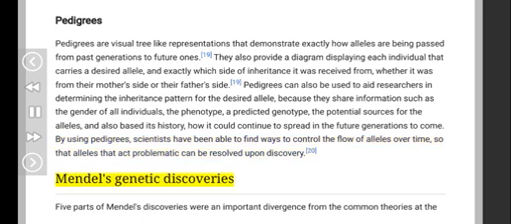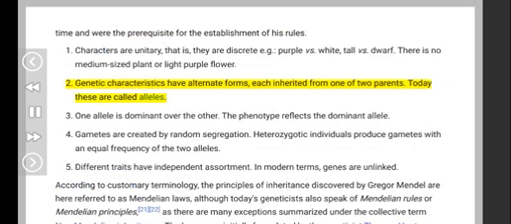20. Mendel's genetic discoveries. 5 parts of Mendel's discoveries were an important divergence from the common theories at the time and were the prerequisite for the establishment of his rules. 1. Characters are unitary, that is, they are discrete, for example, purple versus white, tall versus dwarf. There is no medium-sized plant or light purple flower. 2. Genetic characteristics have alternate forms, each inherited from one of two parents. Today these are called alleles.